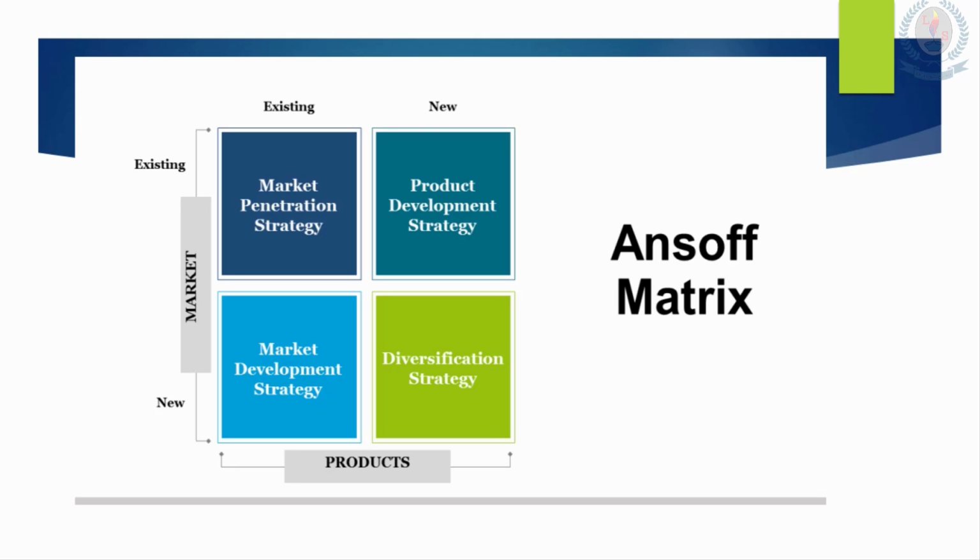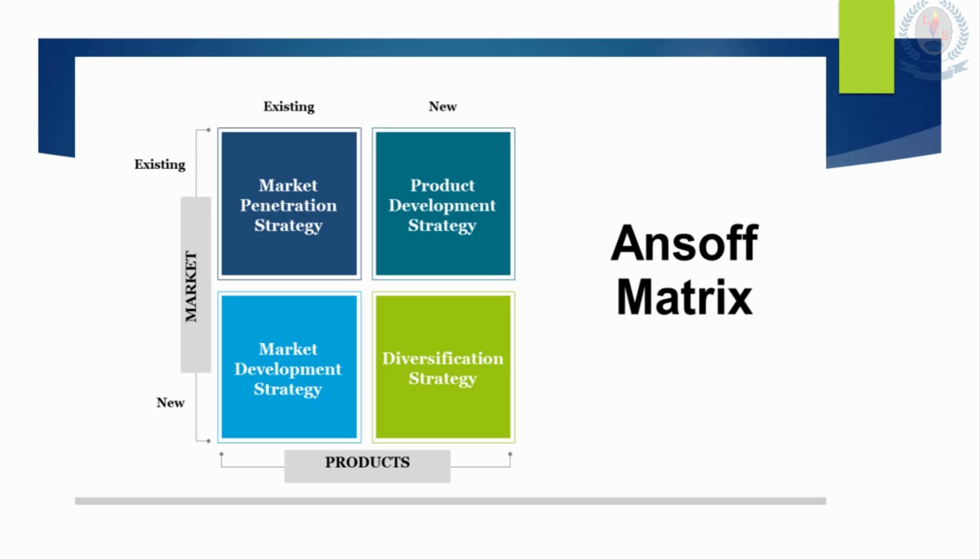When you look at this Ansoff matrix, you can identify that the vertical axis shows the market and the horizontal axis shows the products. And it is divided into 4 parts. The two levels on each axis are named existing and new, so the columns and rows are highlighted as existing and new. And there are 4 major squares.